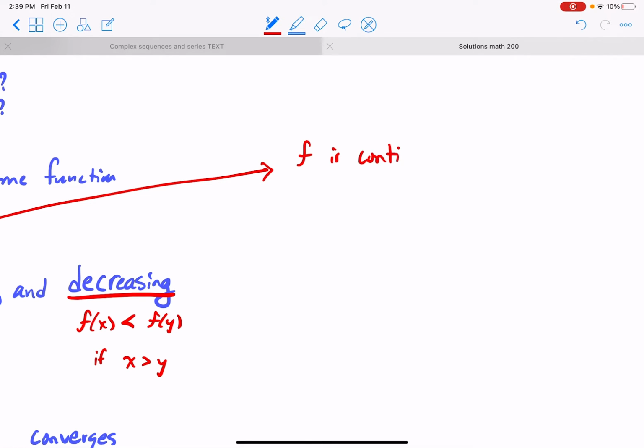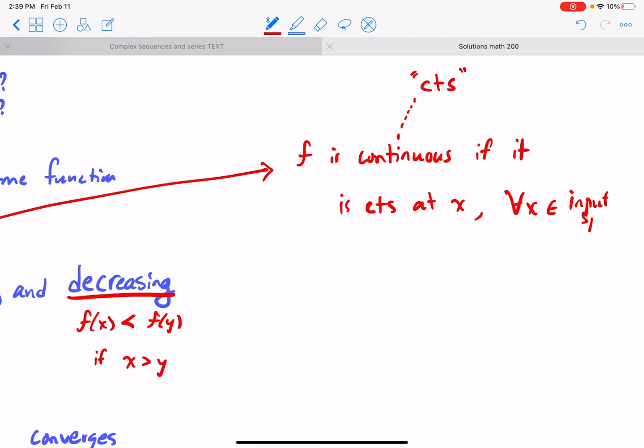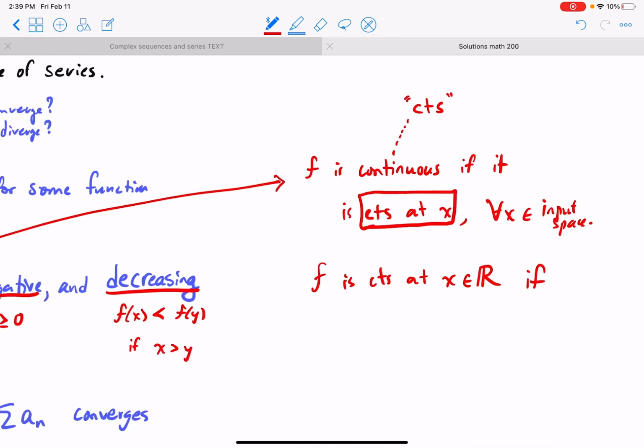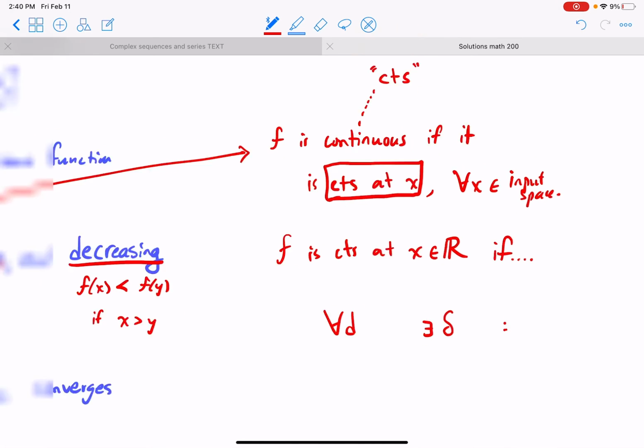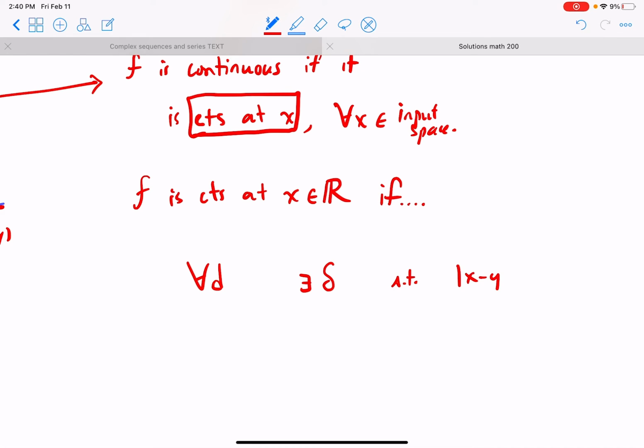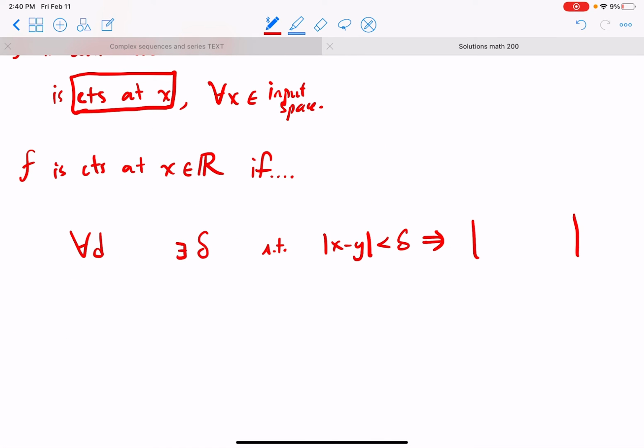F is continuous if it is, by the way, continuous is sometimes abbreviated CTS. CTS. Very useful. F is continuous if it is continuous at x for all x in the input space. Great, okay, so then what does this mean? Continuous at x. F is continuous at x. Let's say it's in the real numbers. If, well, if for all d there exists a delta such that x and y less than delta implies these things are less than d. What things? F of x and f of y are less than d.